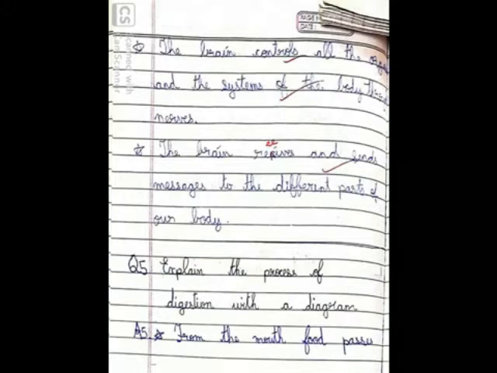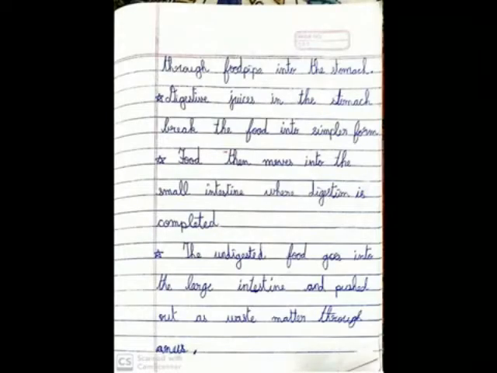Question 5. Explain the process of digestion with a diagram. From the mouth, food passes through the food pipe into the stomach. Digestion in the stomach breaks the food into a simple form. Food then moves into the small intestine where digestion is completed. The undigested food goes into the large intestine and is pushed out as waste matter through the anus.